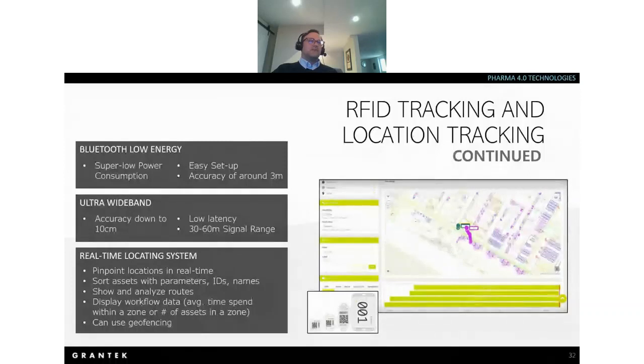Expanding on RFID is location tracking, which uses a multitude of technologies, the most common being Bluetooth Low Energy and ultra-wideband. Each of these technologies has its benefits and areas of concern, but location tracking, especially in combination with automated vehicles, can unlock many potential efficiencies in logistics. It enables you to pinpoint the location of an asset in real time, sort your assets by a number of parameters, analyze the routes of transit of an asset, display workflow data, or trigger alerts via geofencing.